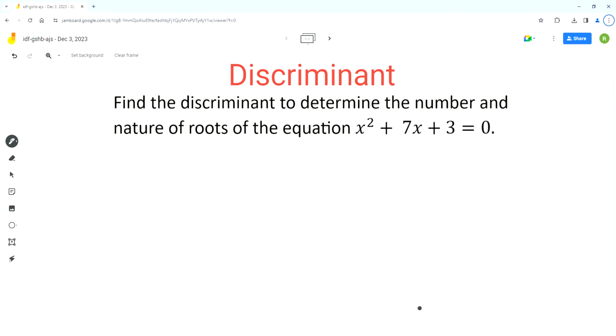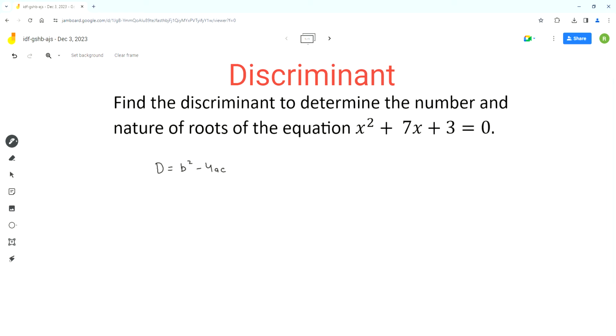So the formula for discriminant is D equals b squared minus 4ac. Now we have to find the value of the discriminant for this equation, and then based on the value that we get, we decide how many roots and what are the nature of those roots.